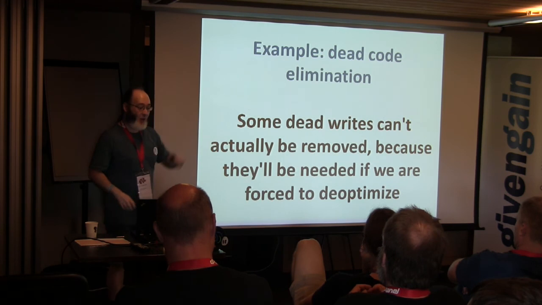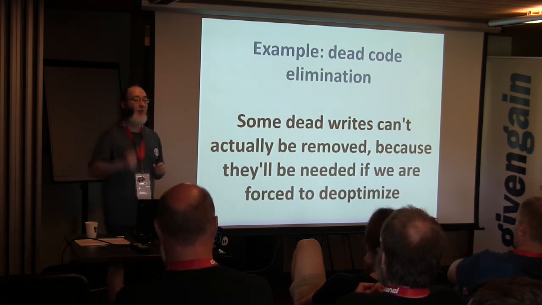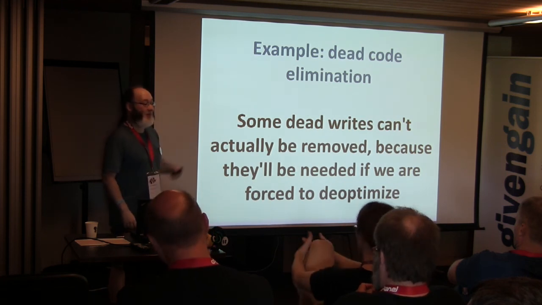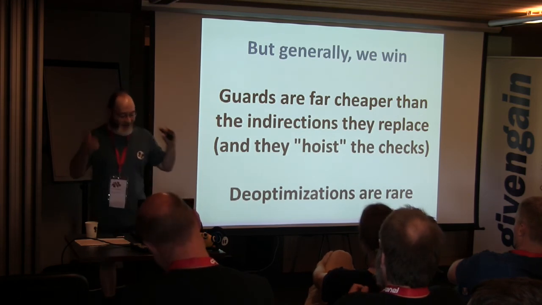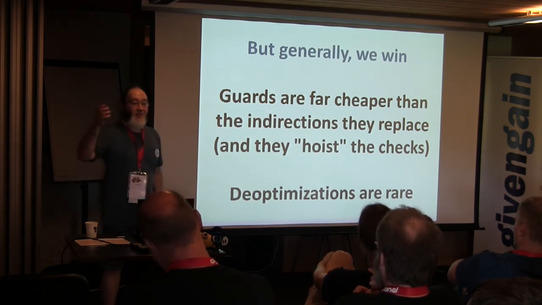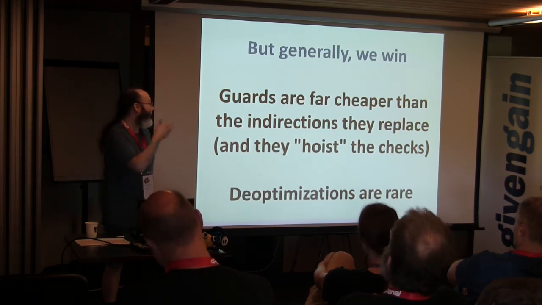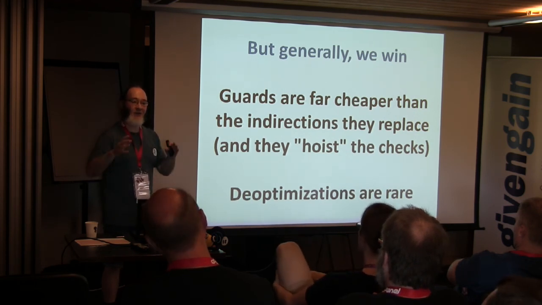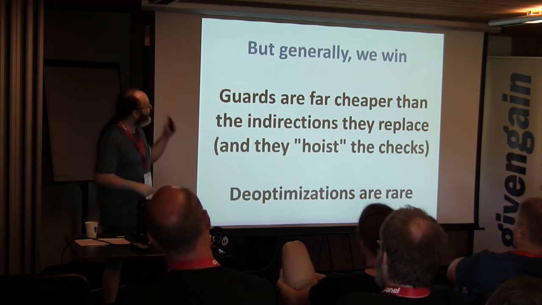So for example, in dead code elimination, occasionally we have to keep something that we would have liked to throw away. But we keep it so we can deoptimize. But in general, we win big, because the guards are very cheap. Something we would have checked in a lot of places, we lift up. And deoptimization is pretty rare because we built this statistical model to tell us about when it might and might not happen.